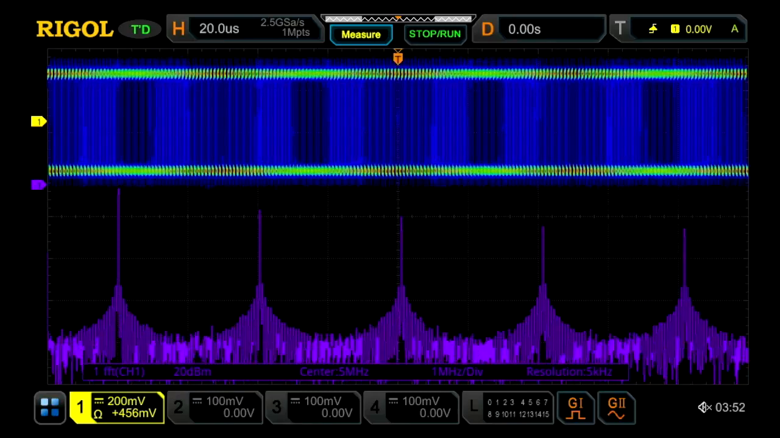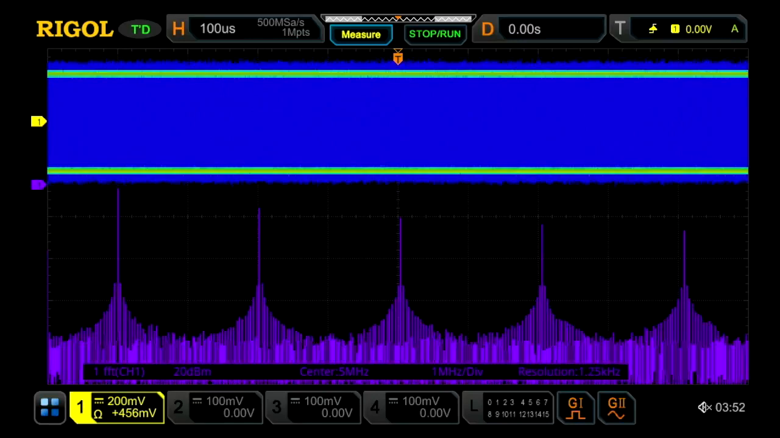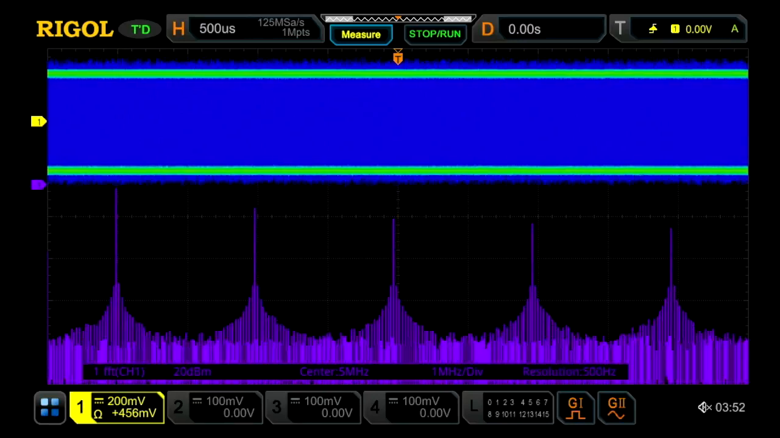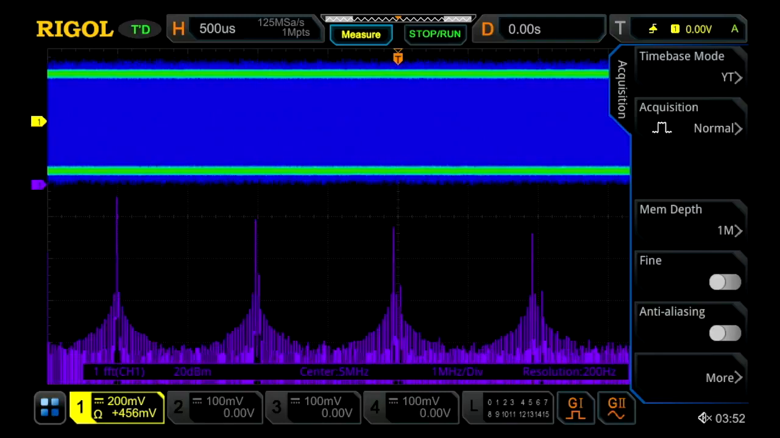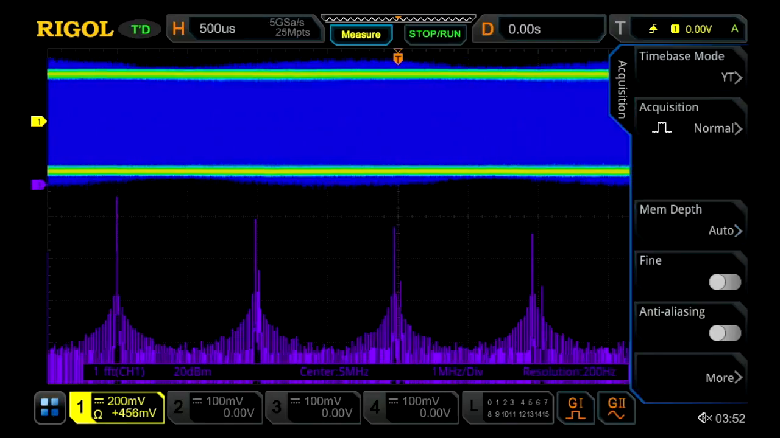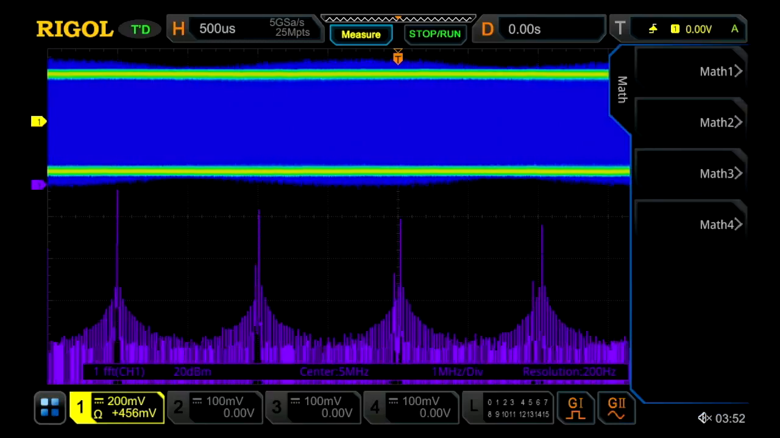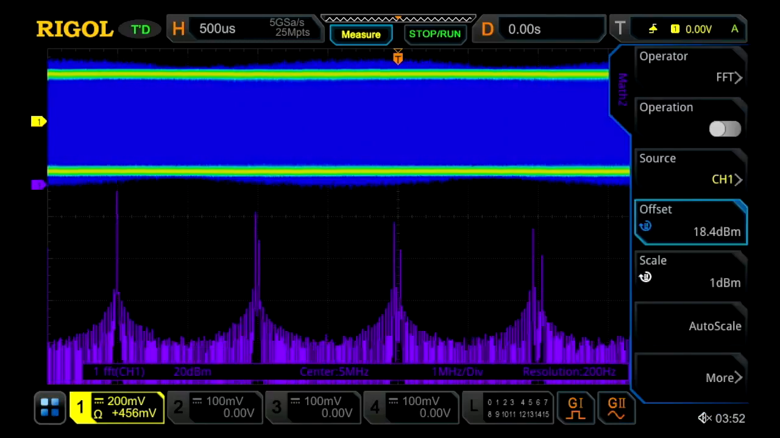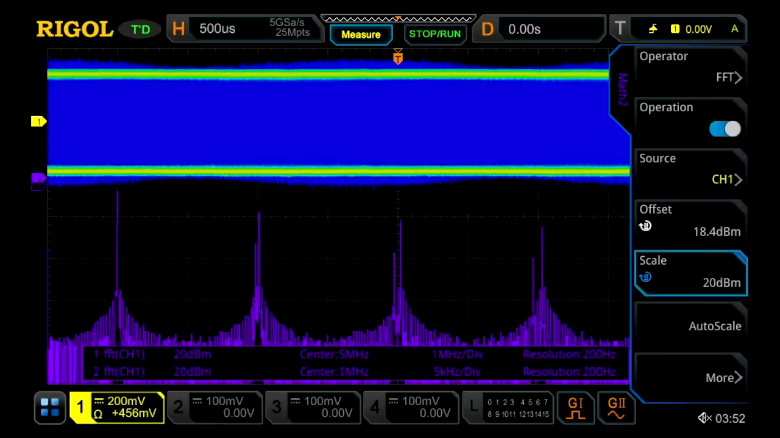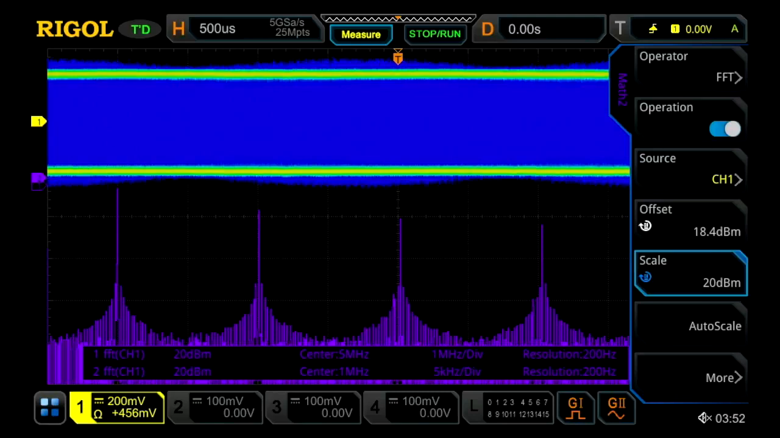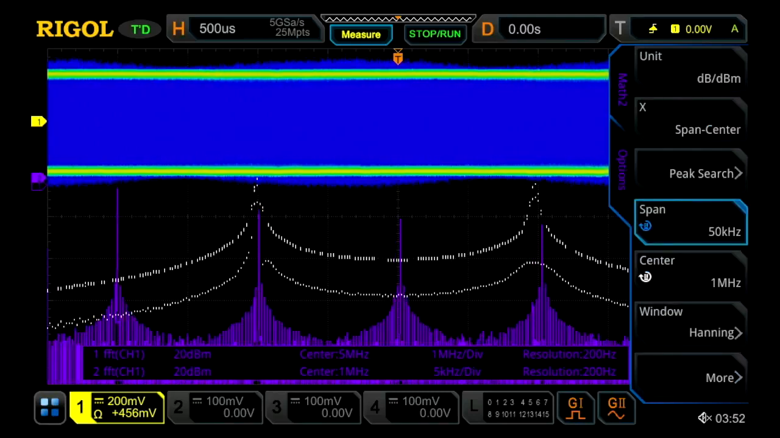So let's look and see what that means. So we go out further, out to 500 microseconds per division, and let's go back to auto memory depth. That'll give us 25 million points on this signal. And now let's go ahead and turn on a second FFT. This FFT we're going to scale up as well. And here we're just going to look at the 50 kilohertz right around the 1 megahertz carrier.